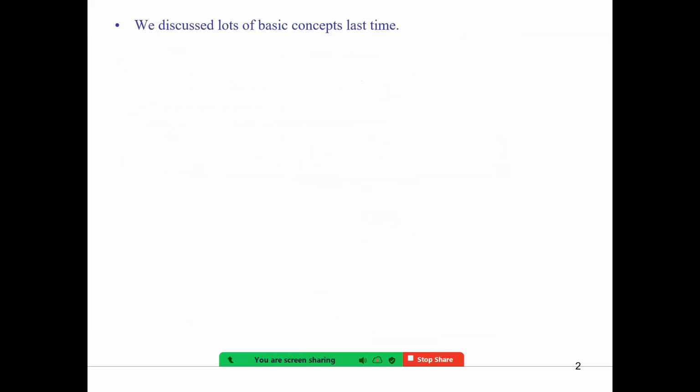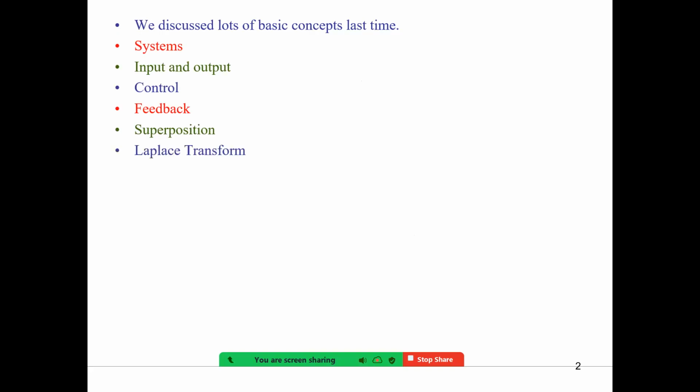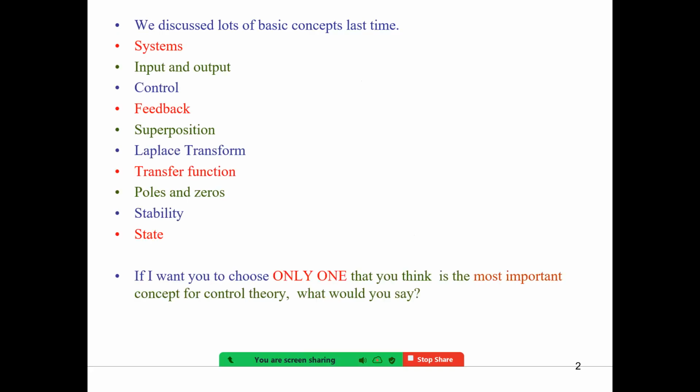Last week we reviewed a number of basic concepts. We started with what a system is, then talked about input and output, what control is, what feedback is, superposition, the Laplace transform, the transfer function, poles and zeros, stability, and the concept of state. Many of them you learned as undergraduates; basically it was a warm-up class.